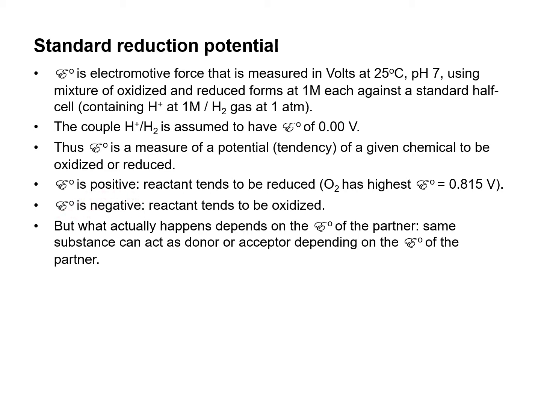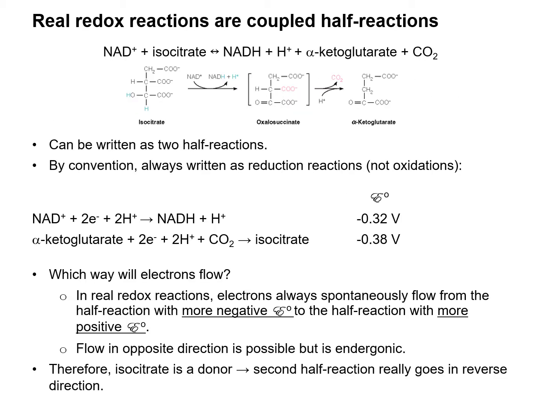If that's the case, that means the reactant tends to be oxidized. But what actually happens depends on the E naught value of the partner, not the standard. So the same substance can act as either a donor or an acceptor, depending on the E naught of its partner for the reaction. The real redox reactions are coupled half reactions.